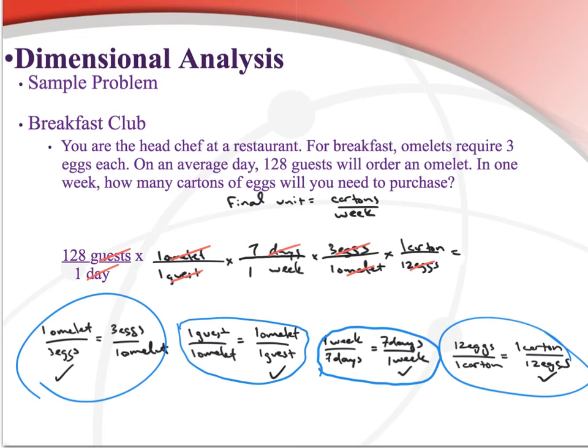Now, if we look at all of my units that have canceled, those are gone. Weeks is on the bottom. These are both gone. Cartons is on the top. I have cartons over weeks, which is the final unit we want. Now, when we type this into a calculator, we don't cancel the numbers.